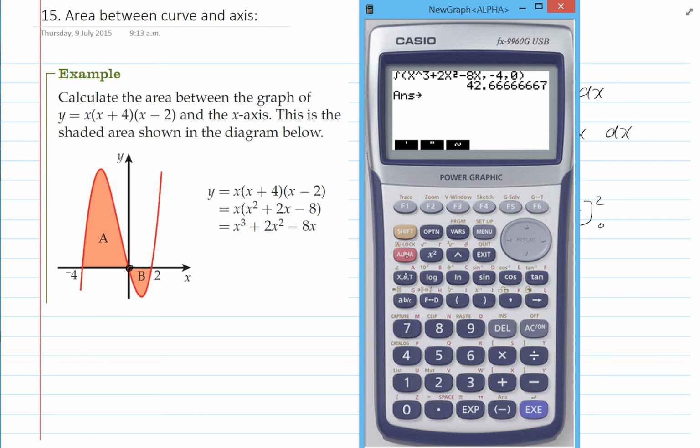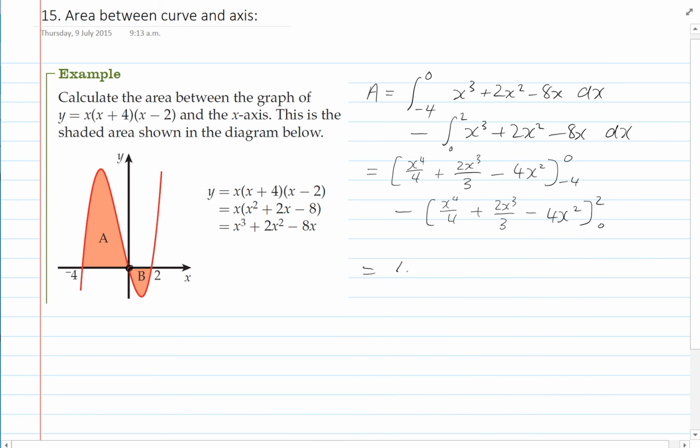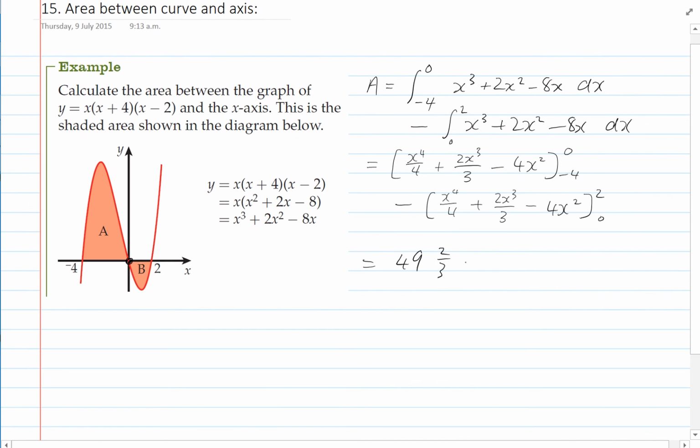So I'll put that into my calculator's memory. And then we'll do that same integral again, except we'll do it over the interval of 0 to 2. And we'll put that into our calculator as B. And then we just need to go alpha A minus alpha B. And that gives us our total area of 49 2/3. So 49 2/3 is our area for that one.